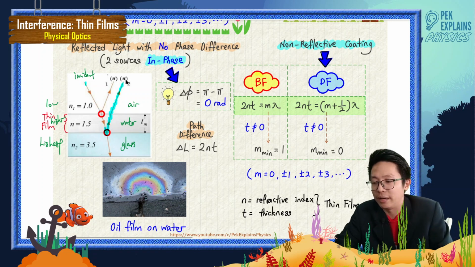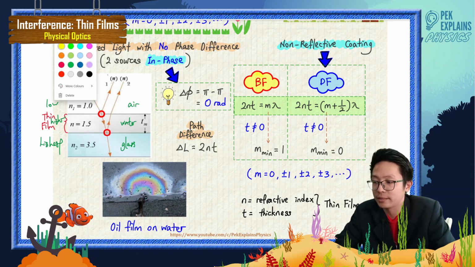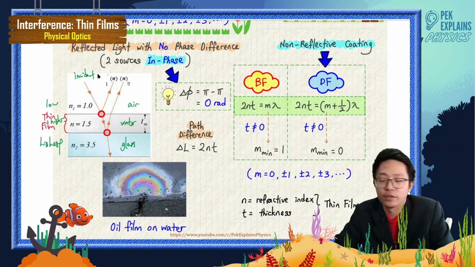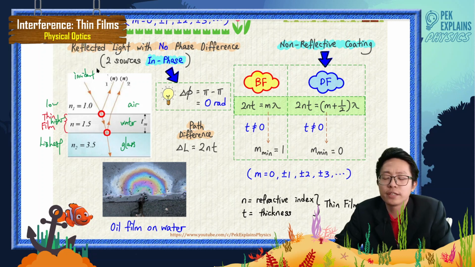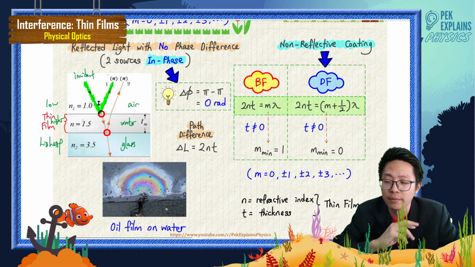Okay, again, let me do it one by one. Let's look at the first light. The first light comes here, and reflection gets a phase change. How many times? One time. The first light gets a phase change one time. Reflection from lower to higher refractive index gets a phase change over here, one time, pi radian.